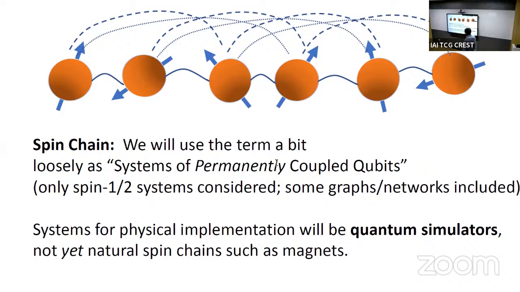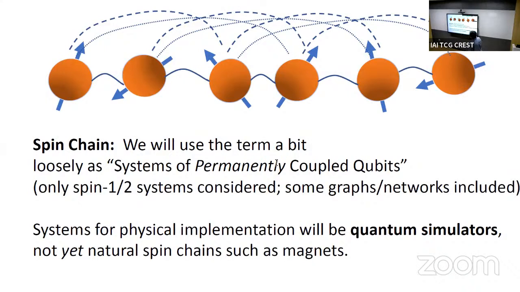So in general, I'll be using it in the end in a much broader sense, where there could be any sets of frozen couplings, in some examples at least. And there is an important point. Of course, nature gives us lots of spin chains, lots of compounds and natural magnets.